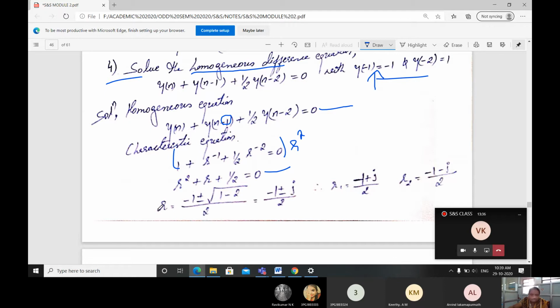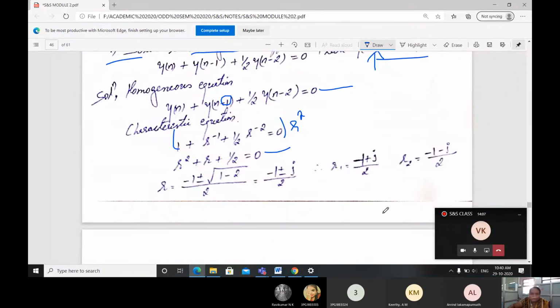If I substitute here, I will be getting r is equal to minus 1 plus or minus square root of 1 minus 2 divided by 2, or else by using calculator also you will get the direct roots, that will be easy for you rather than going for the manual method. Okay, if you solve for this, you will be getting minus 1 plus or minus j divided by 2. Therefore, R1 is going to be minus 1 plus j by 2. Then R2 is going to be minus 1 minus j divided by 2.